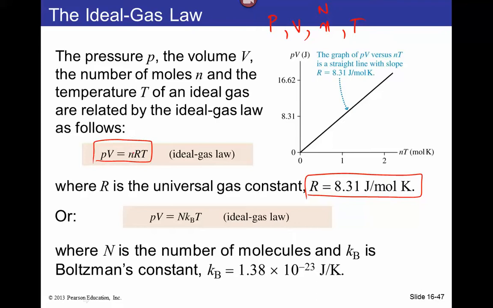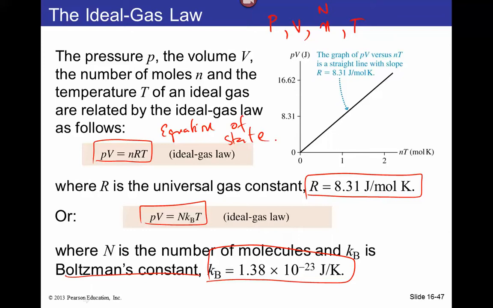This is written in terms of moles. It can also be written in terms of the number of atoms, and in that case, the pressure times the volume is equal to N k_B T, where k_B is the Boltzmann constant. Either of the two equations gives you the same information about the ideal gas, and this is called the equation of state of the ideal gas.